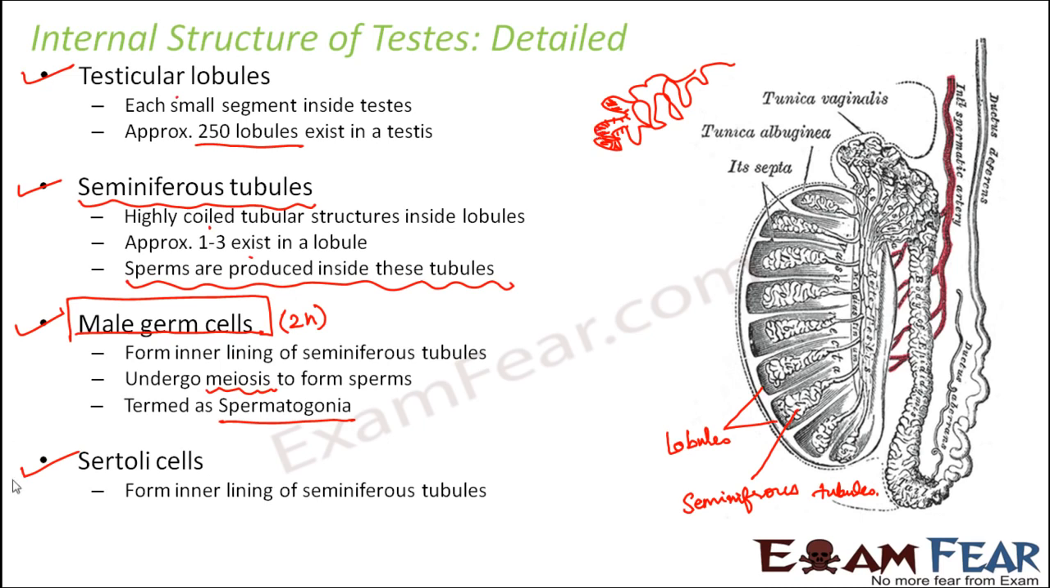The other type of cells are the Sertoli cells, and what will these cells do? They will provide nourishment to the male germ cells. In order to undergo meiosis, these male germ cells need some energy, and for energy they need some nutrition. That nutrition is provided by the Sertoli cells. So the male germ cells and the Sertoli cells, both together, form the inner lining of the seminiferous tubules.